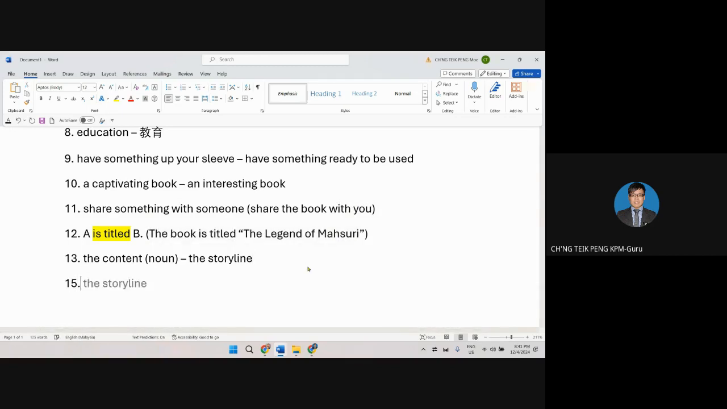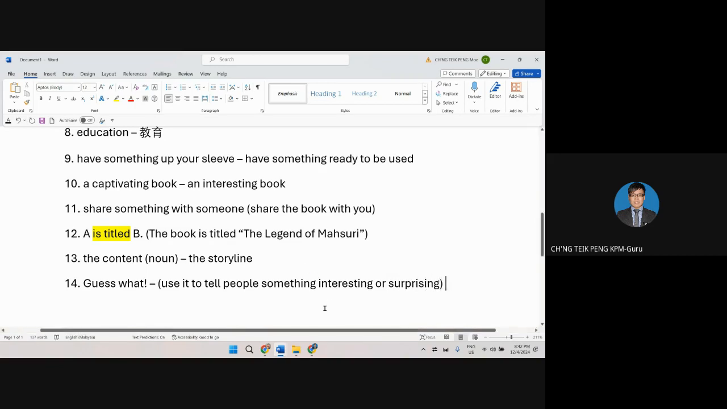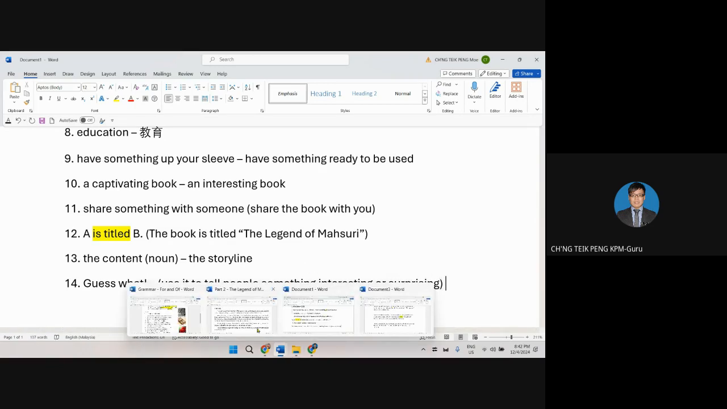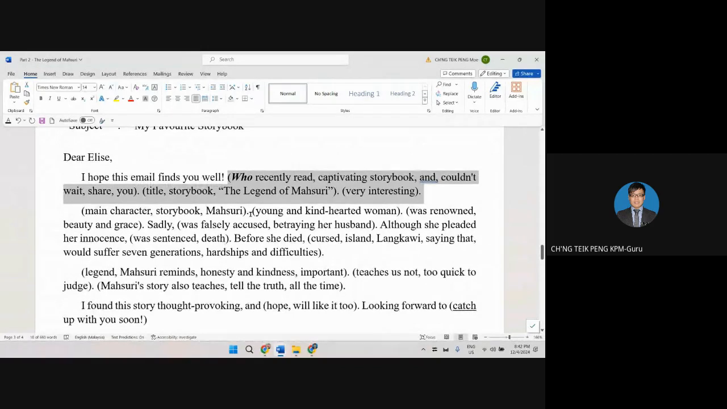And then another one is the one written by Chang Kun. Guess what? We use it to tell people something interesting or surprising. Okay? So yeah, we can use guess what here if you want, because you might find it quite interesting or surprising. Okay, now let's look at the second paragraph.